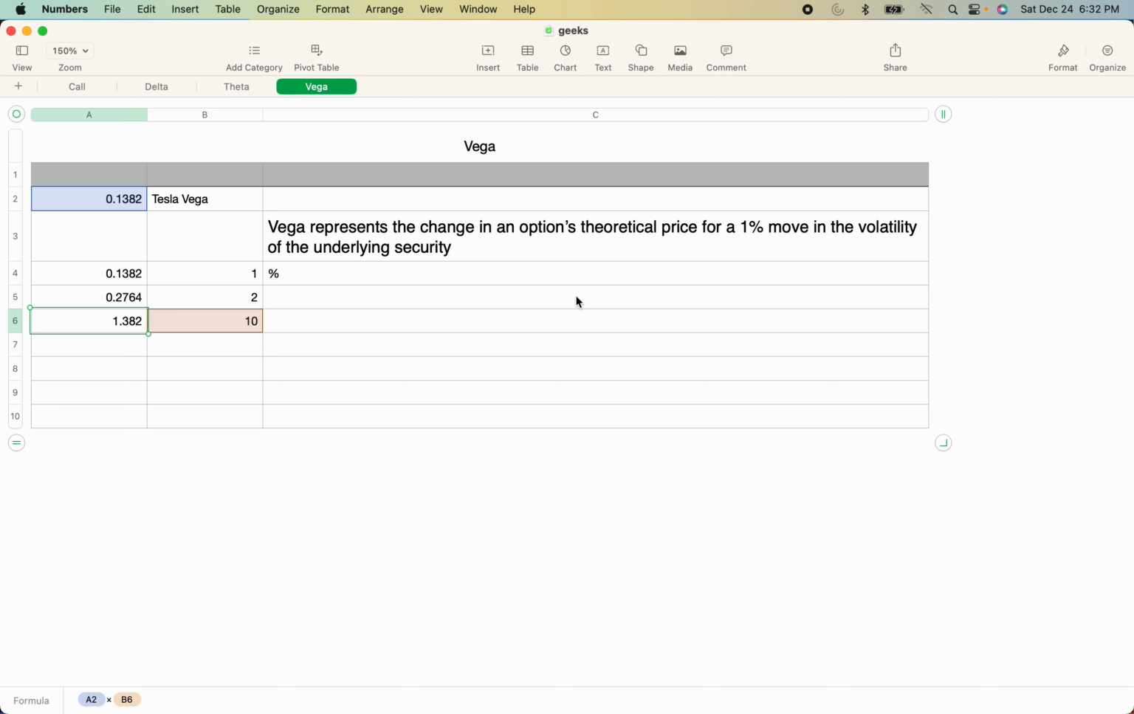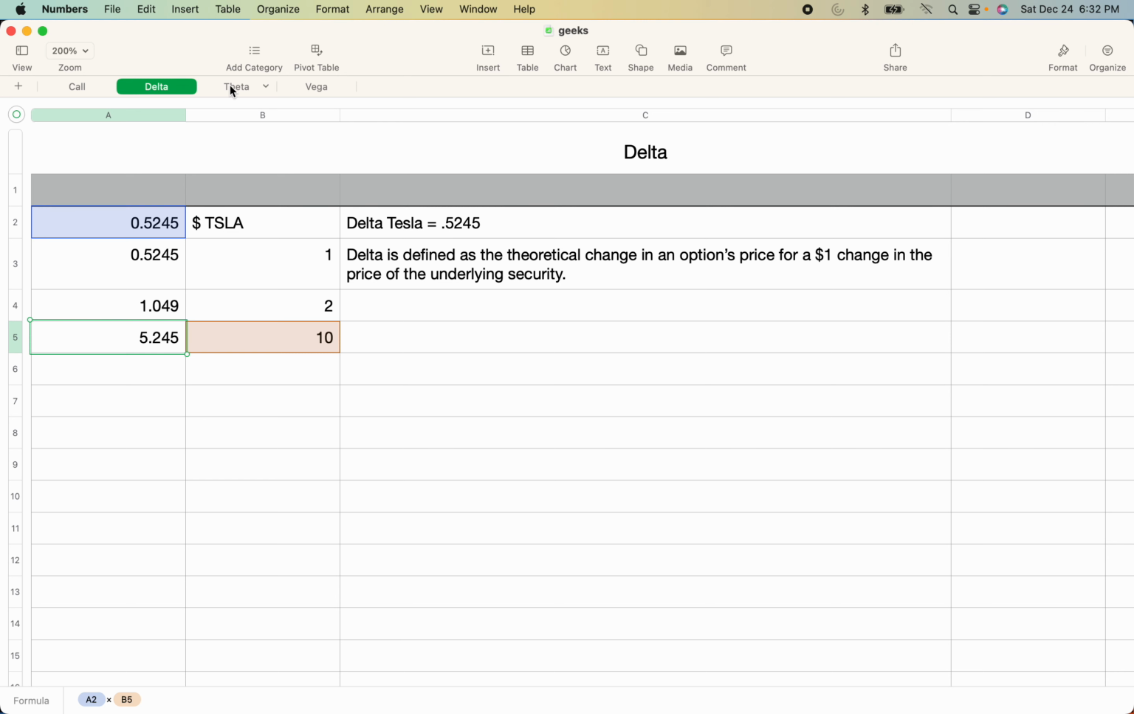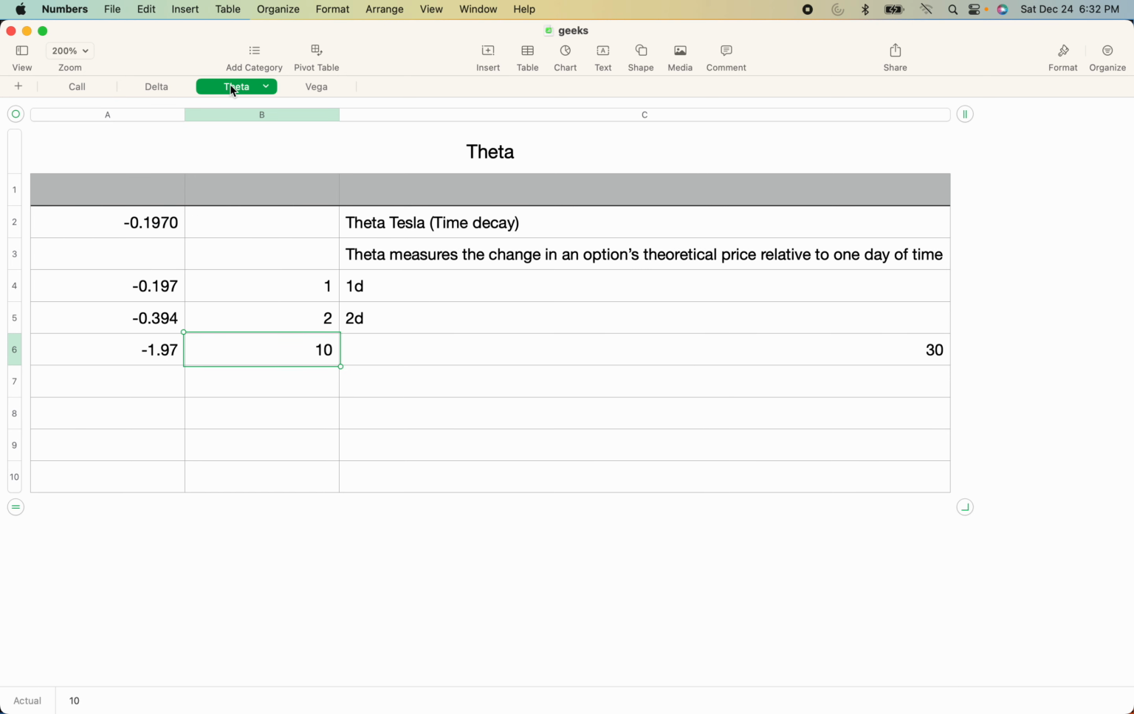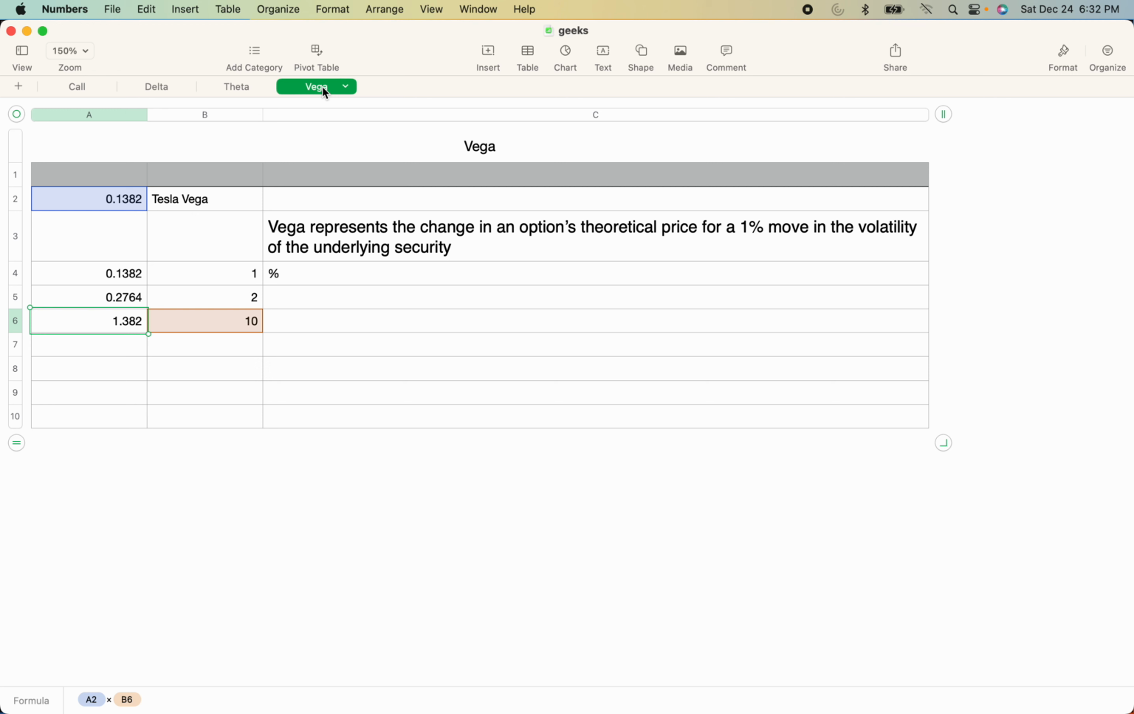$1.38. So as you can see, these are the three big Greeks that have major ramifications for the pricing of options. To recap, delta has to do with the price movements in the stock, theta has to do with the time decay, and vega has to do with the volatility.